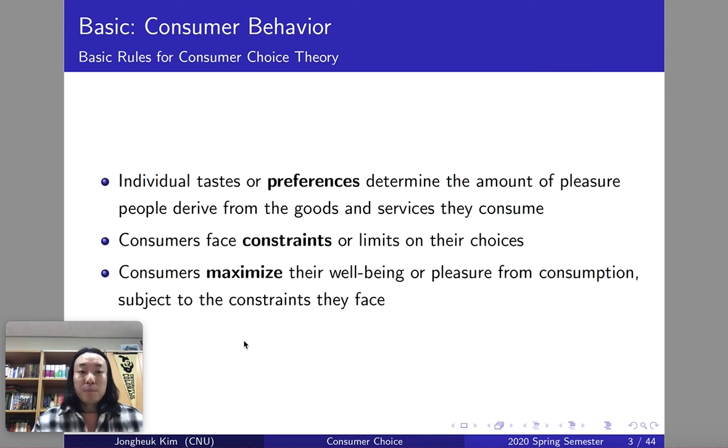So your problem as a consumer is pretty easy and simple: maximizing your happiness. How could you maximize your happiness? Maximizing your consumption level is maximizing your happiness. So you want to maximize your consumption, but your income is limited. So under that limitation, you want to maximize your utility. That's the consumer's choice problem.